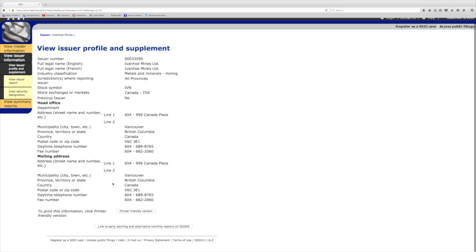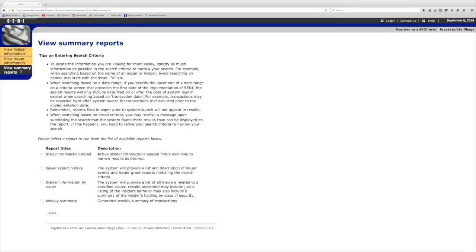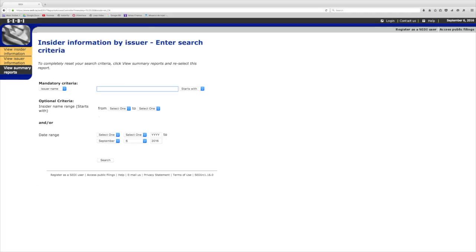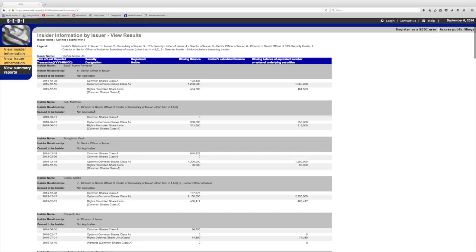Yeah, well, but it doesn't tell you who owns all the stock in Ivanhoe, does it? No, it doesn't. In order to do that, you've got to come over here to View Summary Reports and go to Insider Information by Issuer. At least that's the easier way that I found it. Click on Next, Issuer Name, Ivanhoe, Search, Ivanhoe Mines. There we go. All right. Cool. Now we have a lot of information here. We have the name of the person, insider relationship, what they do, and cease to be insider, not applicable or applicable. So that means that they're still in it, as far as I'm concerned.